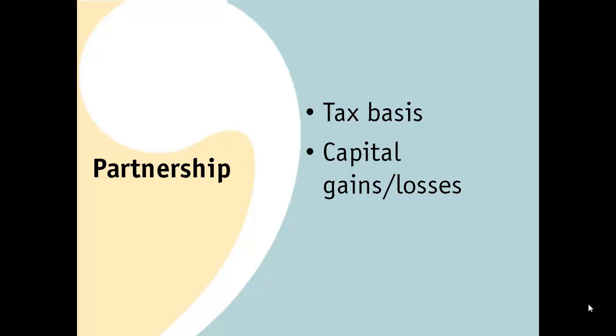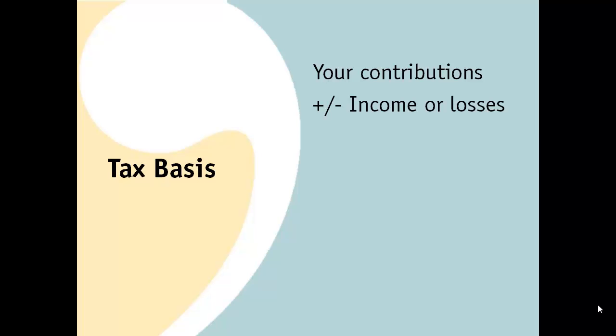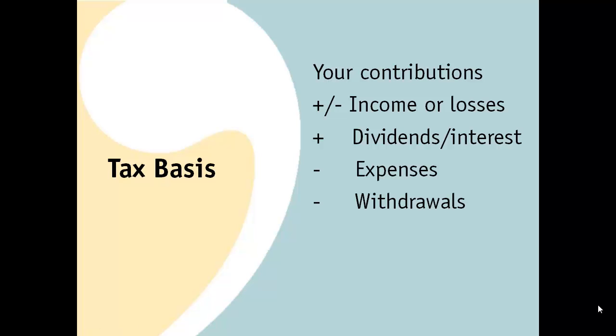We'll discuss those later. Your tax basis in your club is determined by the amount you've contributed over the years, plus or minus your share of any income or losses your club has recognized by selling investments, plus your share of any dividends and interest your club has received, minus your share of any expenses, and minus any money you've withdrawn from the club. These are the things that have been reported to you each year on a K-1 and you've been taxed on your personal taxes.